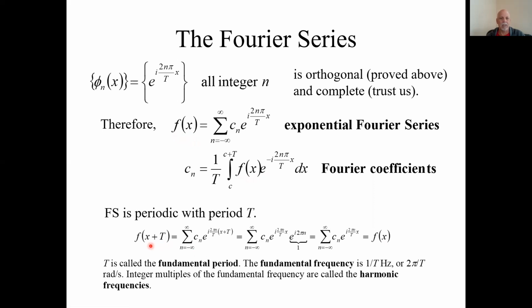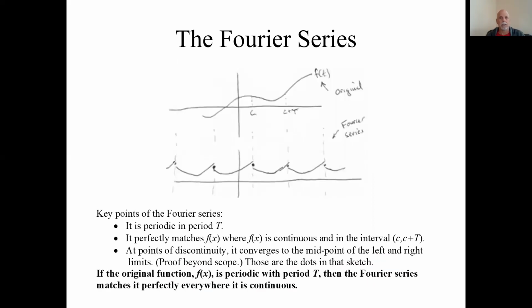Anyway, that capital T is called the fundamental period. So in hertz, the fundamental frequency would be 1 over T, and in radians per second, it would be 2 pi over T. And integer multiples of the fundamental frequency are called the harmonic frequencies. Just some definitions.